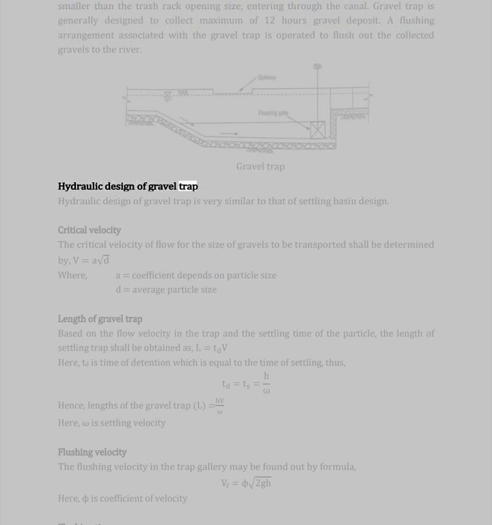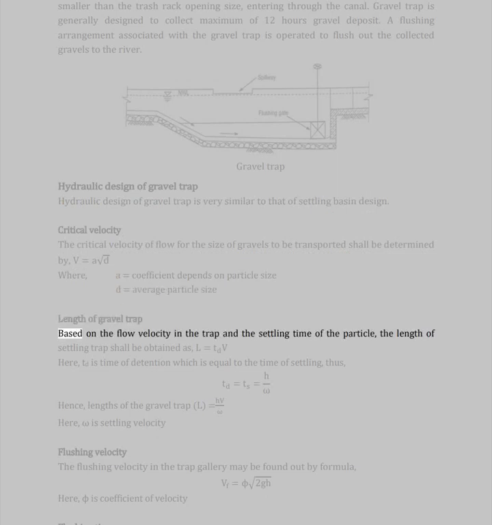Hydraulic design of gravel trap. The hydraulic design of a gravel trap is very similar to that of settling basin design. Critical velocity. The critical velocity of flow for the size of gravels to be transported shall be determined by V equals A square root d, where A equals a coefficient depending on particle size, d equals average particle size.